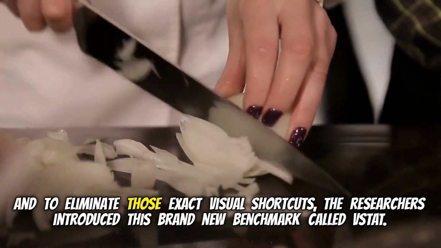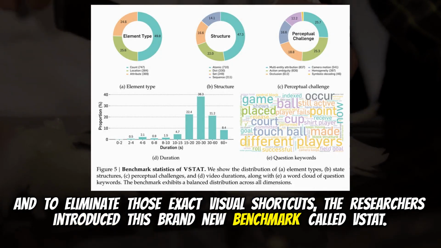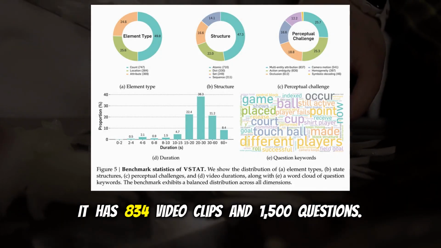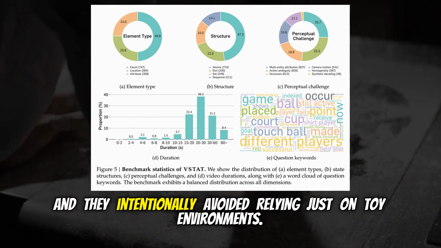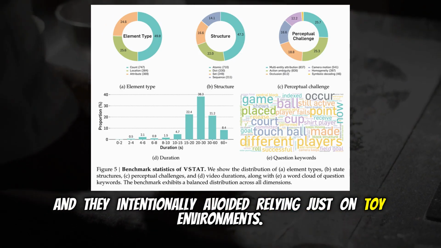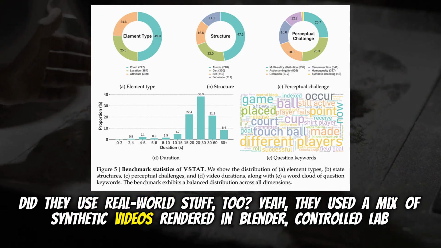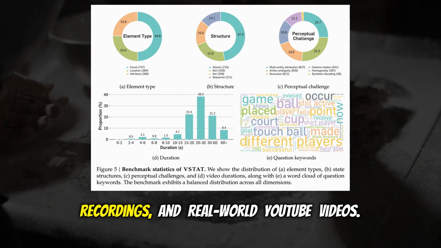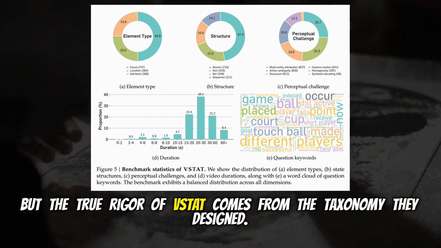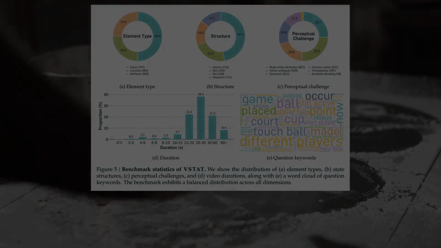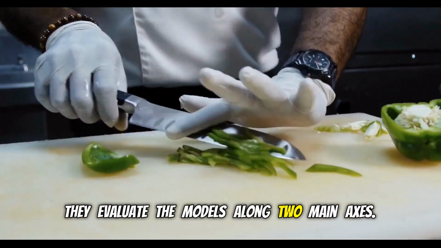And to eliminate those exact visual shortcuts, the researchers introduced this brand new benchmark called VSTAT. It has 834 video clips and 1,500 questions, and they intentionally avoided relying just on toy environments. They use real-world stuff, too. Yeah, they used a mix of synthetic videos rendered in Blender, controlled lab recordings, and real-world YouTube videos. But the true rigor of VSTAT comes from the taxonomy they designed. It explicitly prevents that cheating we just talked about. They evaluate the models along two main axes.